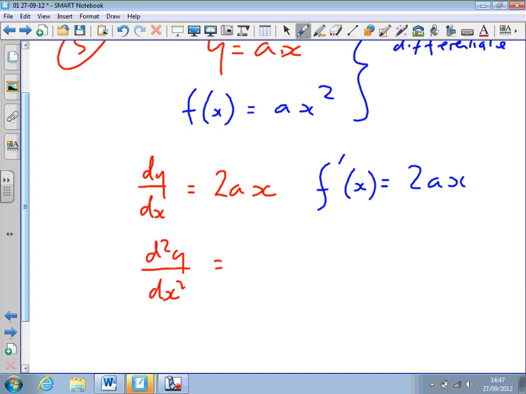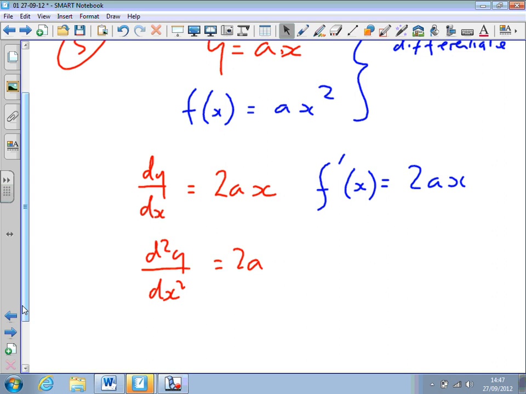So the differential of 2ax would be, same thing, but bring the power down. 1 times 2a is 2a. Take 1 off the power, so the x just disappears because anything to the power 0 is gone. So the x disappears, if you remember, when you differentiate.